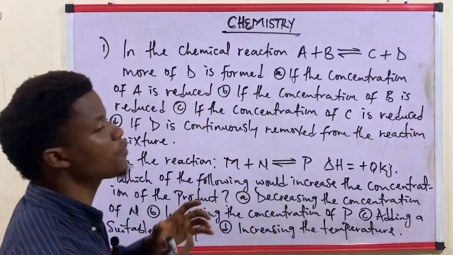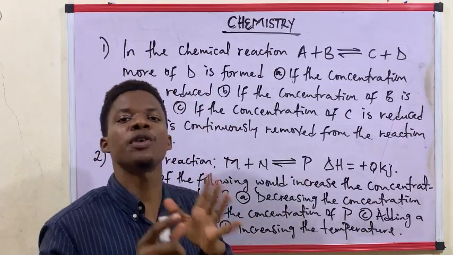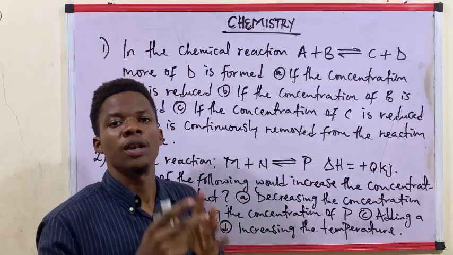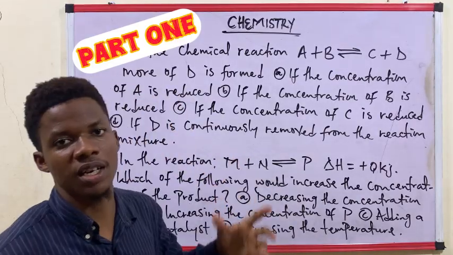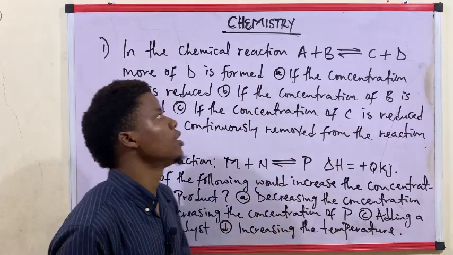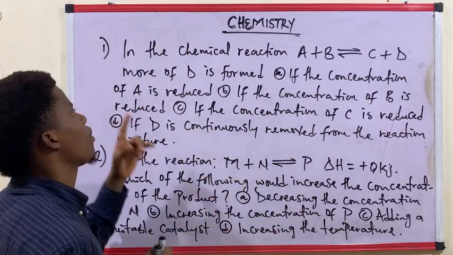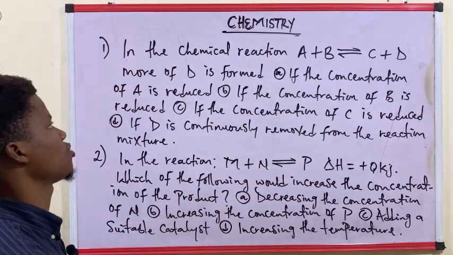Now, in today's video, just as you saw in the thumbnail, we're going to be looking at 20 questions on Le Chatelier's principle, and that is what we are starting with. 20 questions on Le Chatelier's principle. So after these two questions, we'll move to other questions. All right. So question one says the chemical reaction A plus B gives us C plus D.